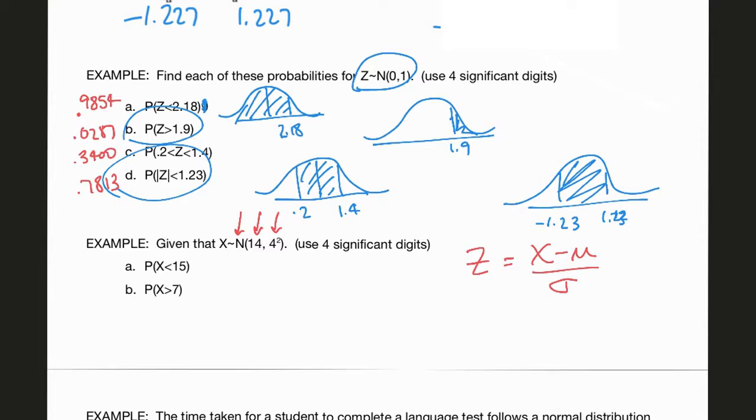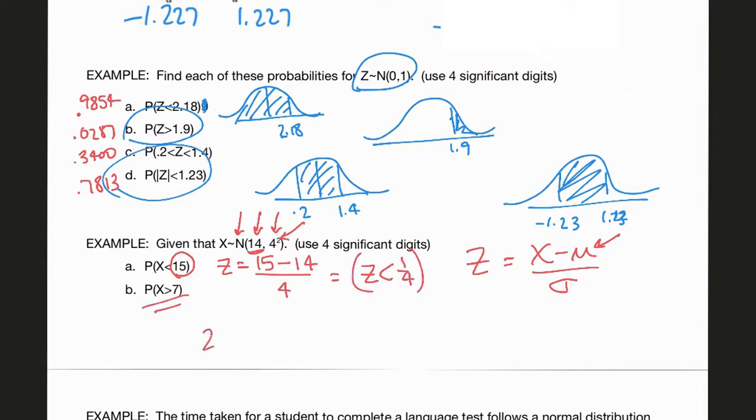I'm going to be using this number right here for X. Okay, so Z is going to equal 15 minus, just a reminder, this is the mean, so that's 14 because of this number, over sigma, which here is going to be 4. And if you simplify that, you get 1/4. So you're trying to find when Z is less than 1/4. So that's what you're going to put in your calculator.